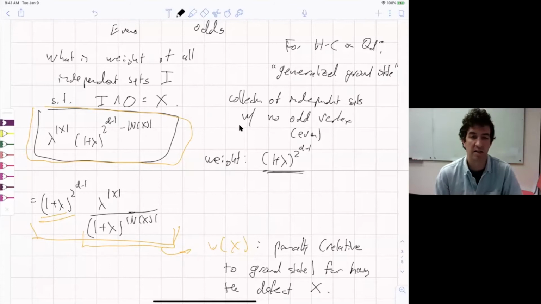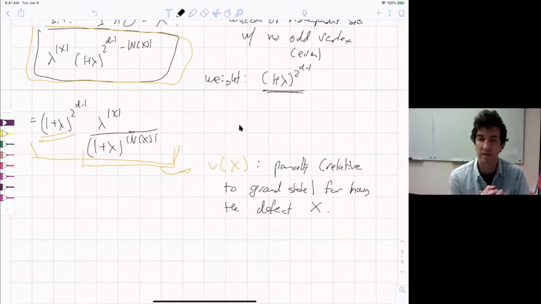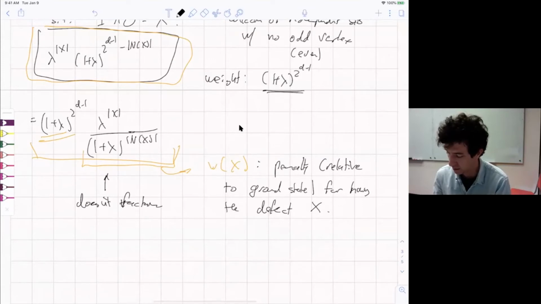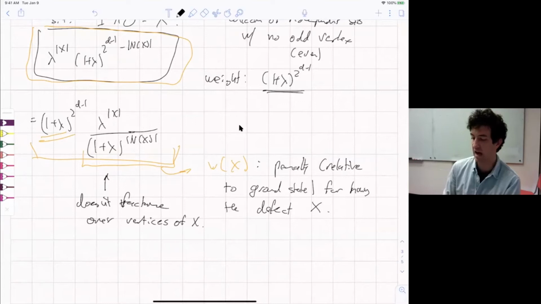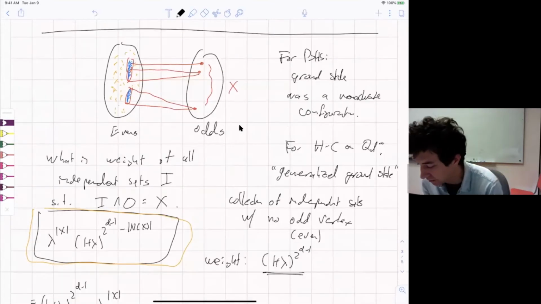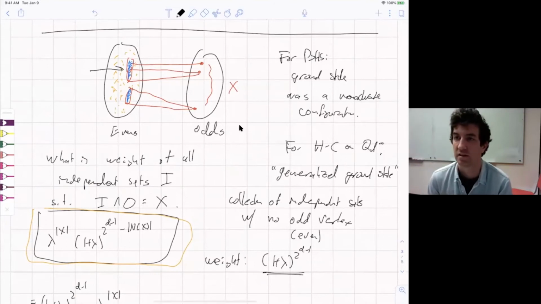Now, if you think back to the polymer model discussion, we wanted to come up with a polymer model, we needed a weight function that factorizes over small components. And this function doesn't factorize over vertices of X. Certainly lambda to the size of X factorizes, but (1 plus lambda) to the size of the neighborhood doesn't factorize, because neighborhoods might overlap.